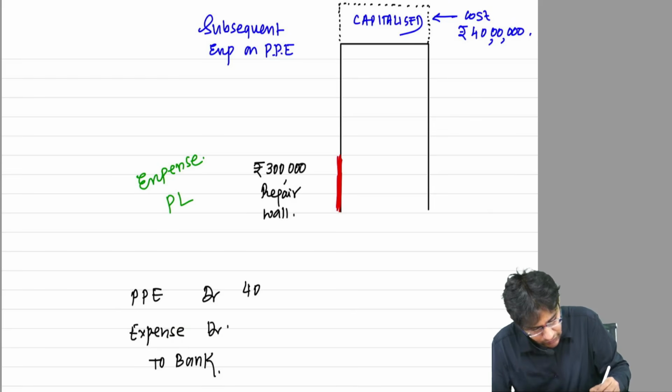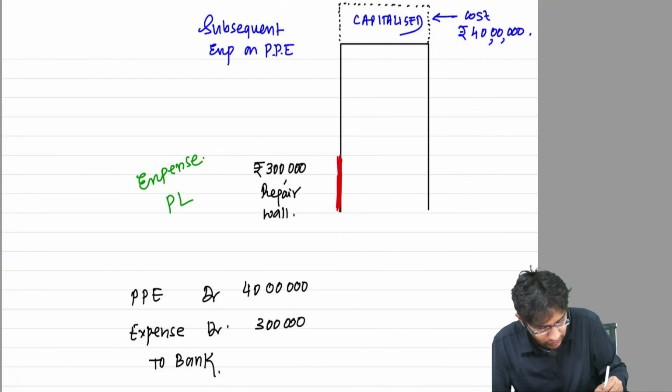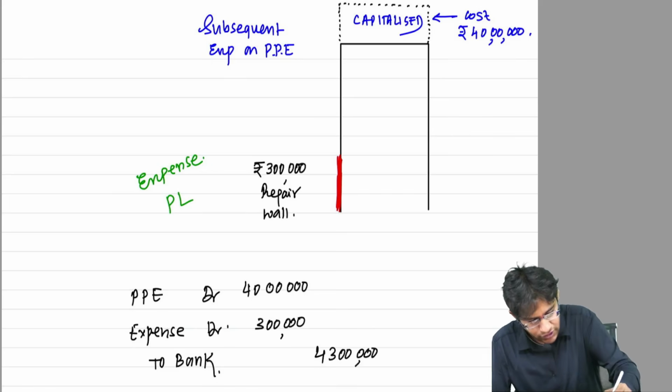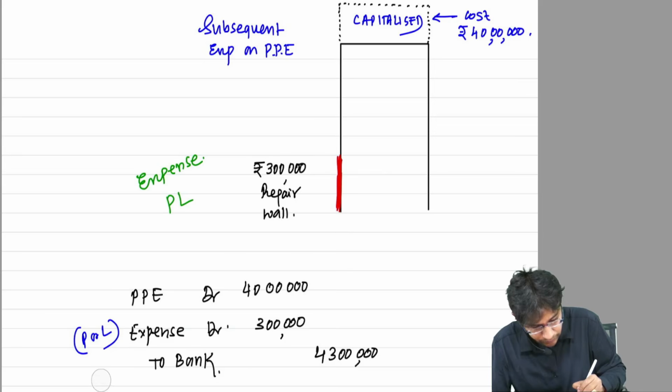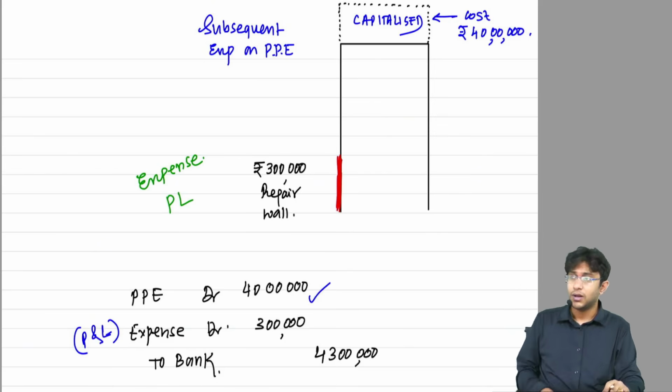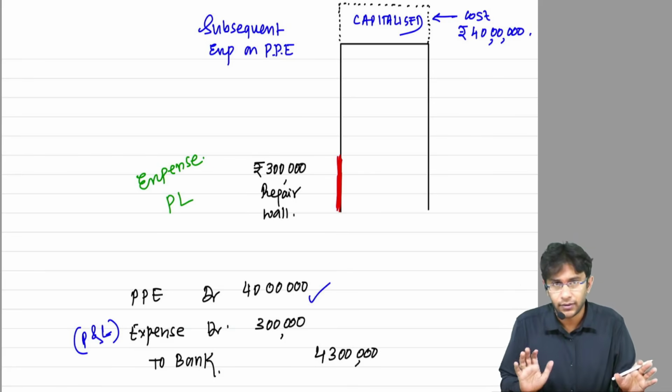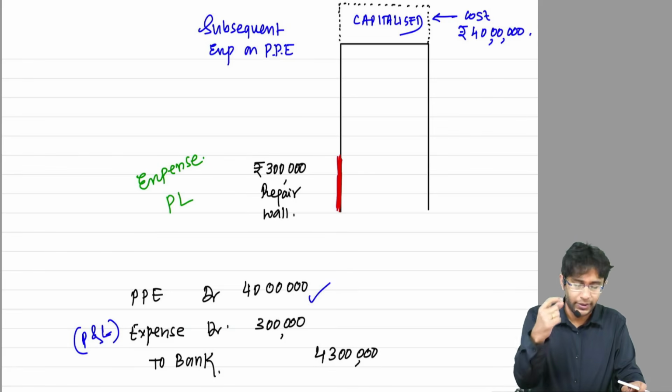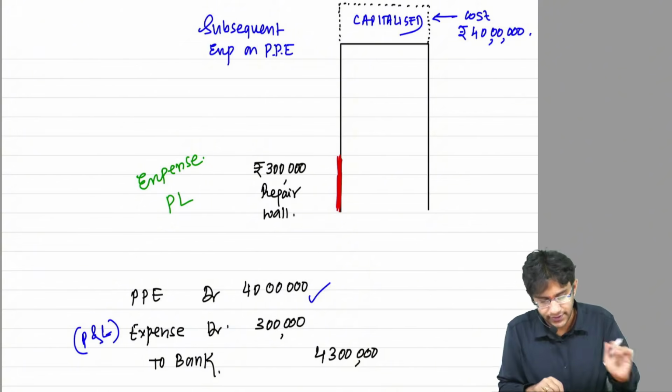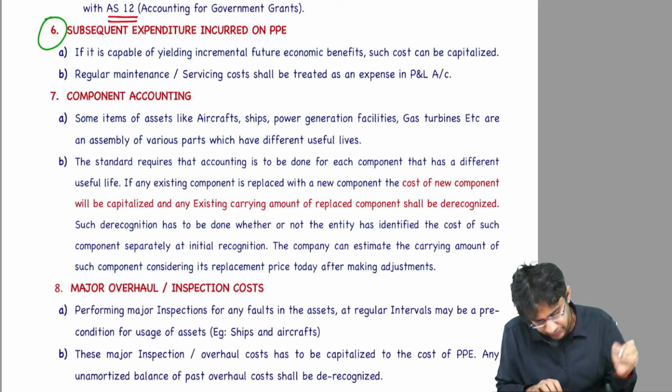So, this 40 lakhs I am capitalizing, and the 3 lakhs I am not capitalizing. Whatever I am not capitalizing will be going to my P&L account. This will be capitalized. Debit is common. Whether you are debiting the asset or debiting the P&L account is ultimately the discussion, sir. This is about the subsequent expenditure concept.